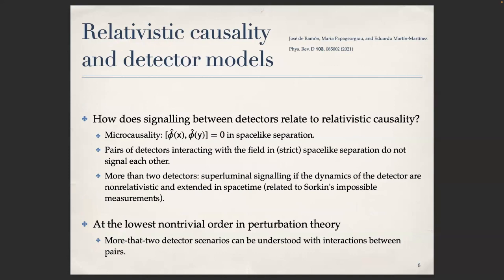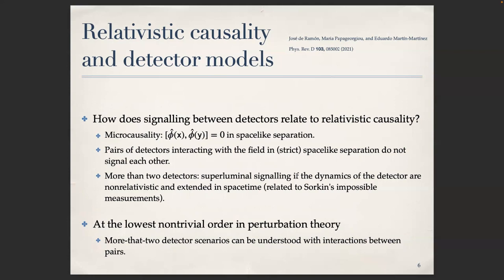Then I would like to just put this slide here. It's based on this work that we did with Eduardo and Maria Papageorgiou. Because maybe some of you are thinking, okay, but the model was not relativistic to begin with. Why are you worried about the thing not being compactly supported and trying to see how you recover causality when the thing is not causal in the first place?